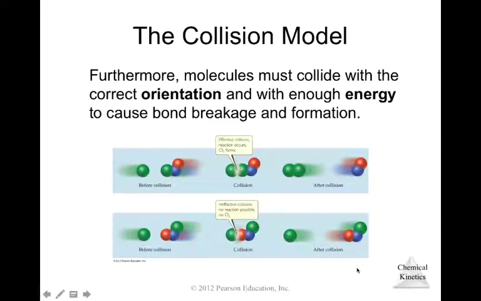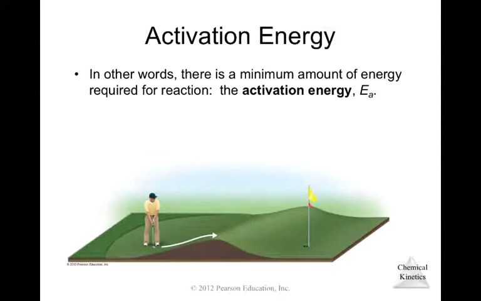So that's why the more you're in motion, the more likely you are to A, run into something else, and then B, run into something else with the same orientation. And then if your temperature's higher, you're going to have more energy, and you're more likely to have enough energy to cause the bonds to break and new bonds to form. And so we call that the activation energy. So there's a minimum amount of energy that you need to make a reaction happen, right?